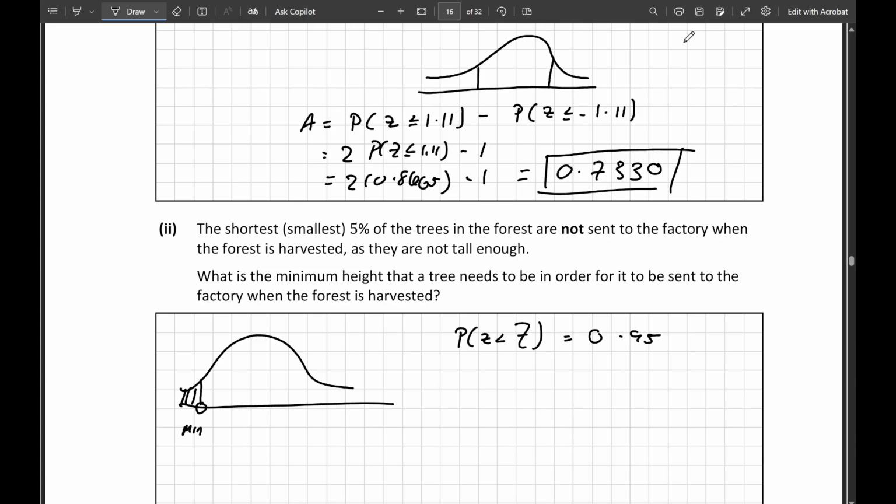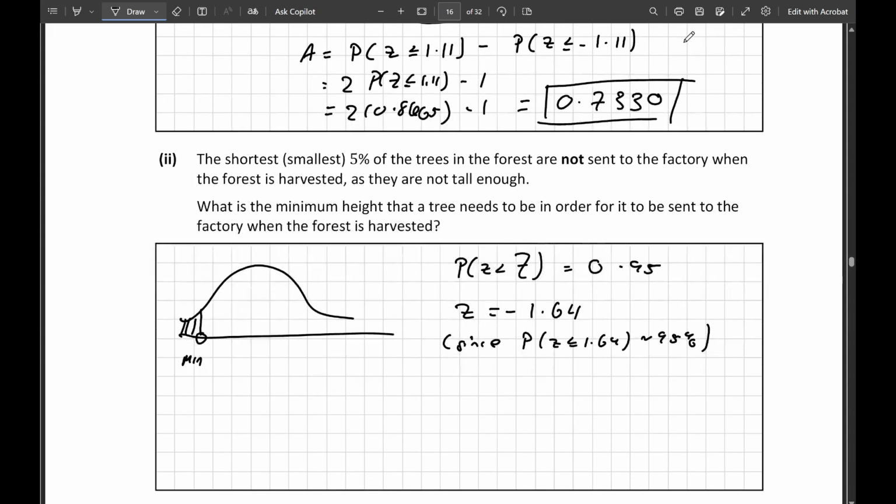So I'm going to look in the log tables for one of those values, one that gets closest to 95, which is 1.64. So we have that z in this case will be minus 1.64, since the probability z less than or equal to 1.64 is roughly 95%. So minus 1.64 would be the smallest 5%. So that implies that minus 1.64 is x take away 360 over 27.